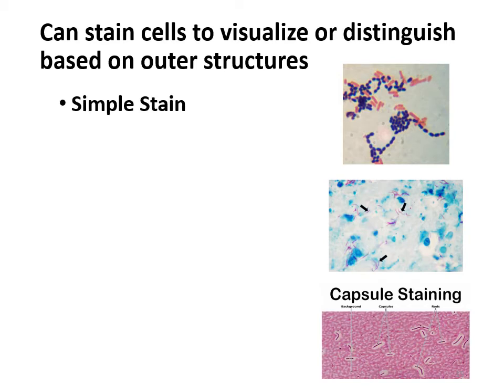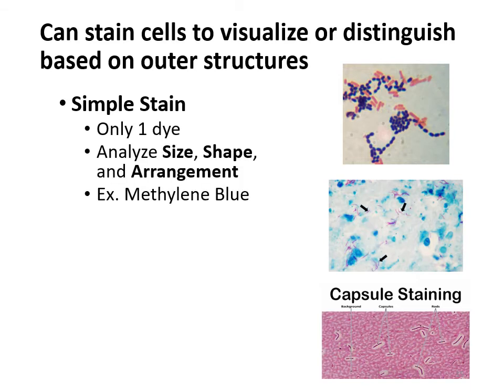So there are two categories when it comes to stains. There are simple stains and there are differential stains. A simple stain is simple because it is only one dye. For instance, if you just have methylene blue and all of your bacterial cells on a slide turn blue, that's a simple stain. Since you're filling all of the bacteria with the same color, you can't tell too many things from a simple stain. All you can tell is size, shape, and arrangement.